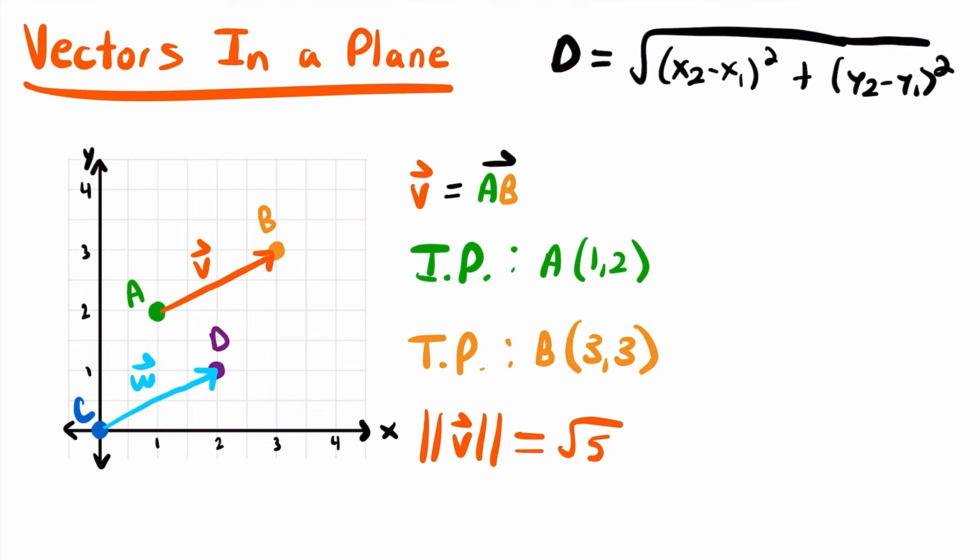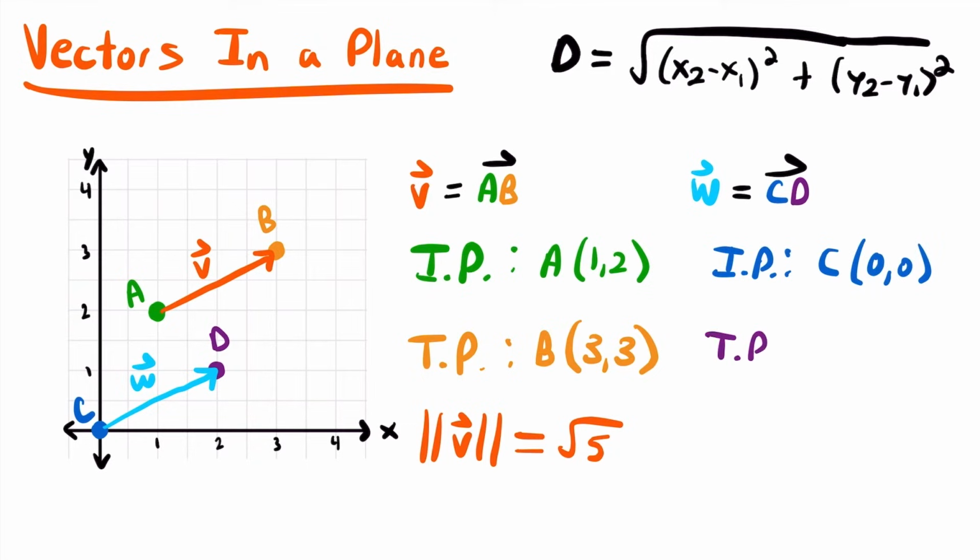So this vector would be represented by this notation, or you could also represent it like this. We could have C, and then D, and then the vector notation. So both of these notations would accurately represent this new vector that I just drew. Now for this vector, the initial point is just the origin, and it's point C. So we have 0, 0. And the terminal point is point D, which is located at 2, 1. 2 is the x value and 1 is the y value. So we have 2, 1.